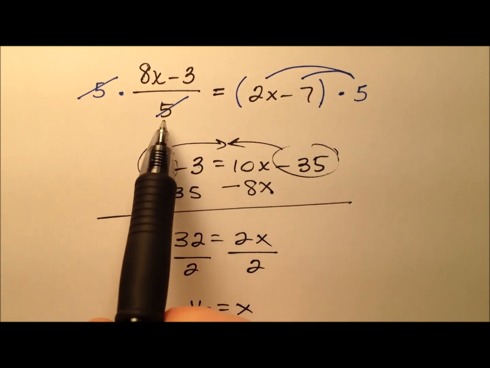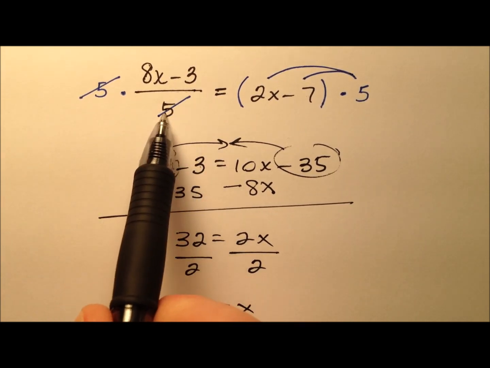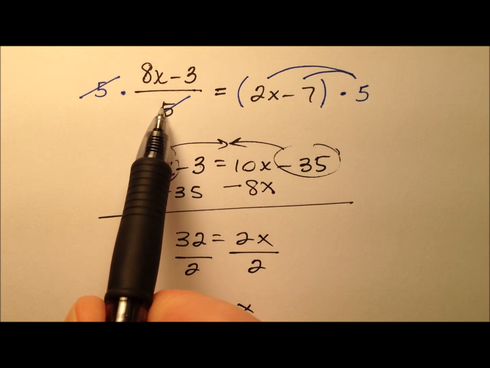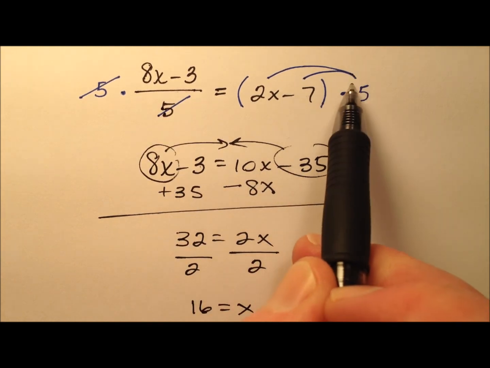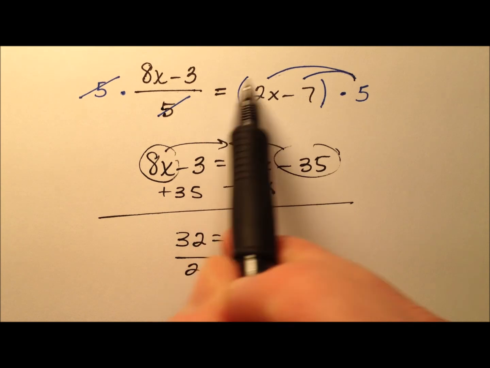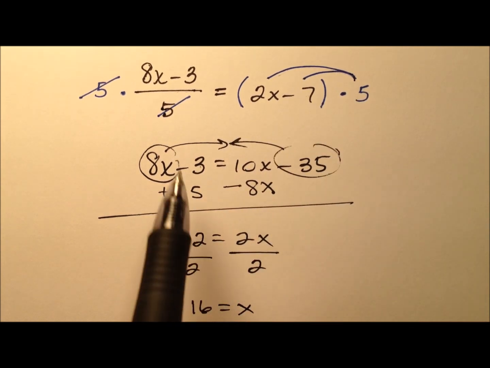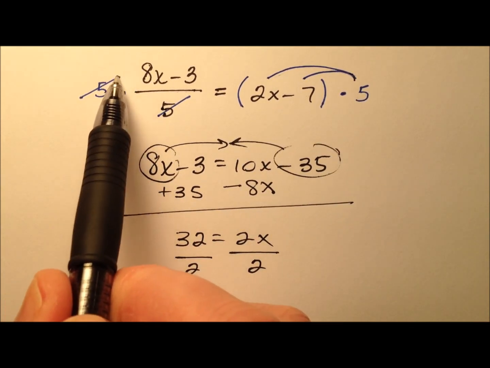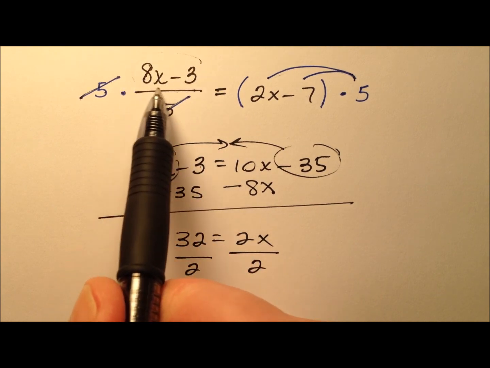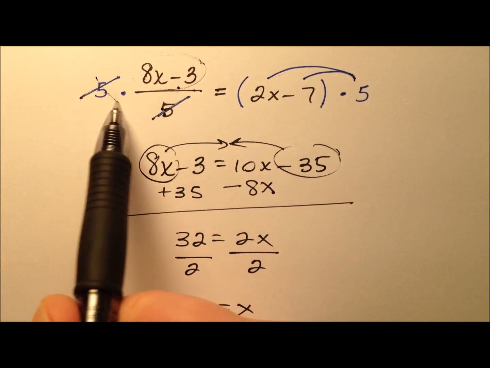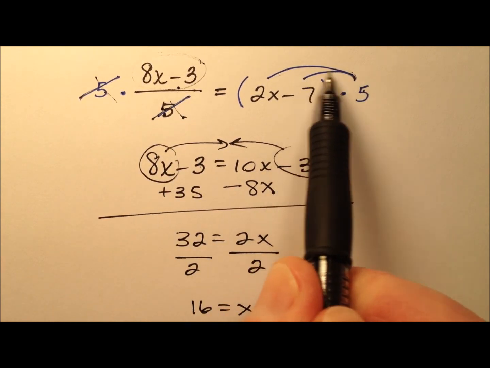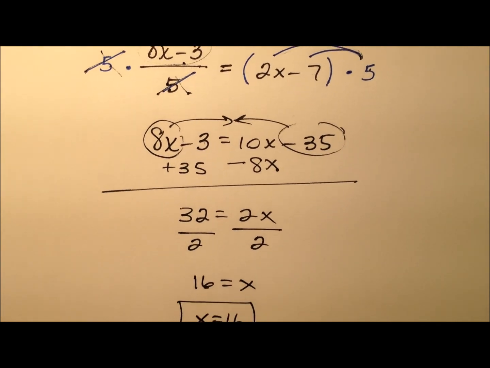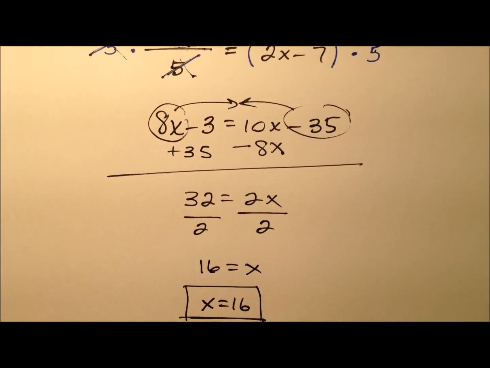So anytime you're multiplying to get rid of fractions, or quite frankly, anytime you're using the multiplication property of equality, make sure that every single term gets multiplied by that value. So on the left side, the 5's cancel. That's why we didn't multiply through here, because they canceled out. But on the right side, we did need to do that distribution. So here's that third and final example.